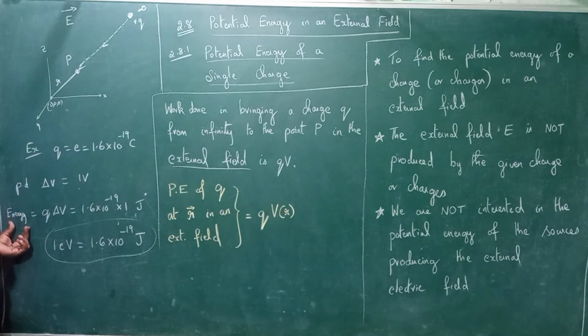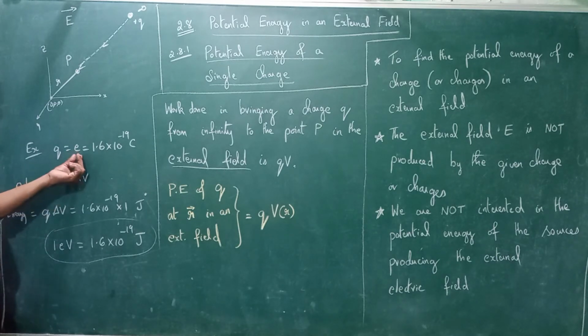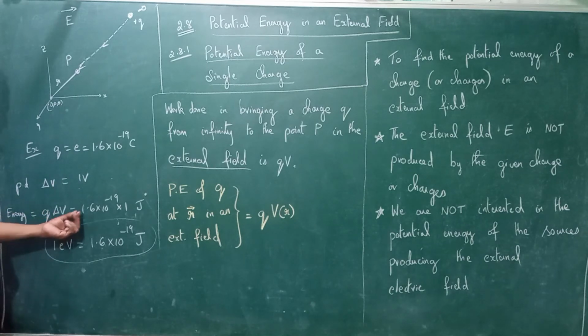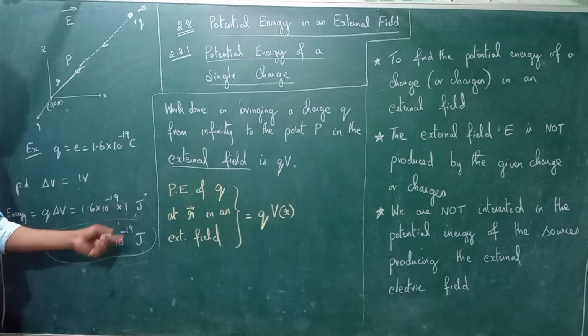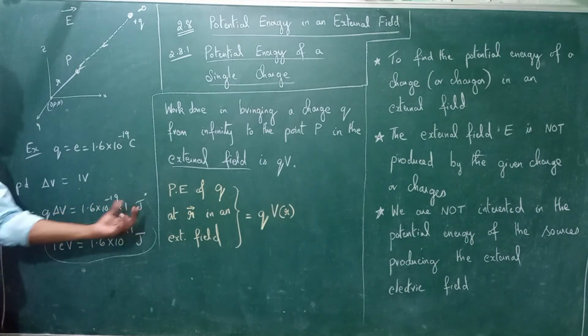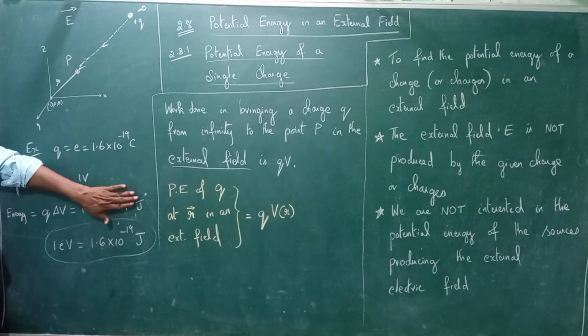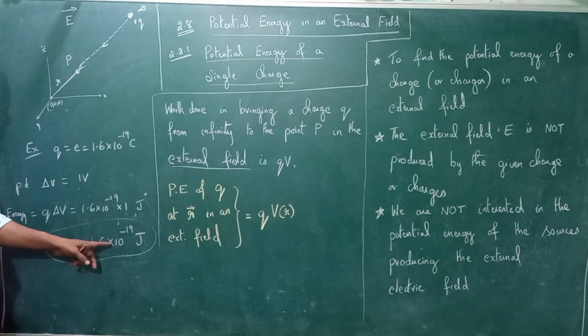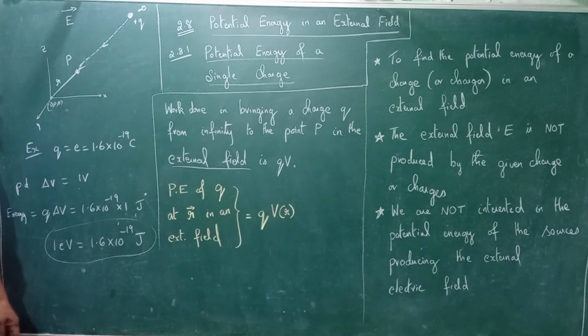So now the potential energy at the point P, because of this charge and the potential difference of 1 volt, is Q delta V, which is 1.6 into 10 power minus 19, the charge of an electron, multiplied by this voltage 1. Since it is energy, it is in joules. Now this value is nothing but 1 electron volt. So 1 electron volt is 1.6 into 10 power minus 19 joules.